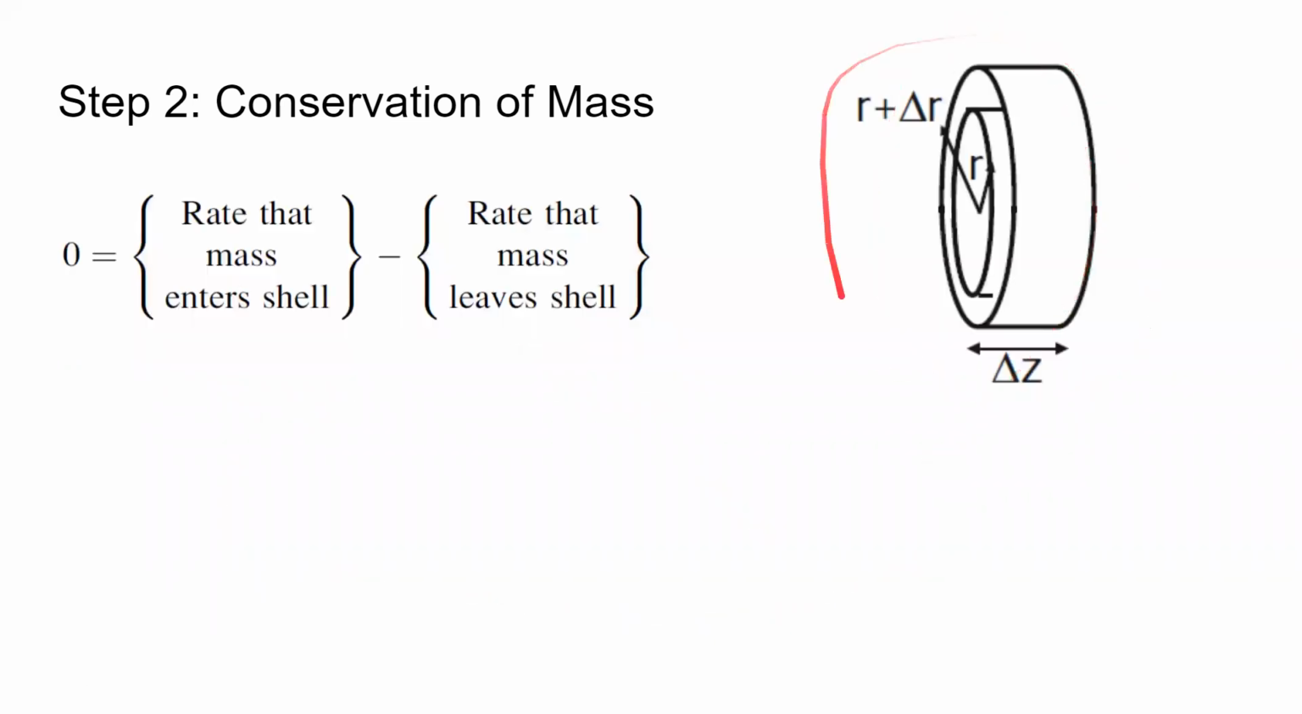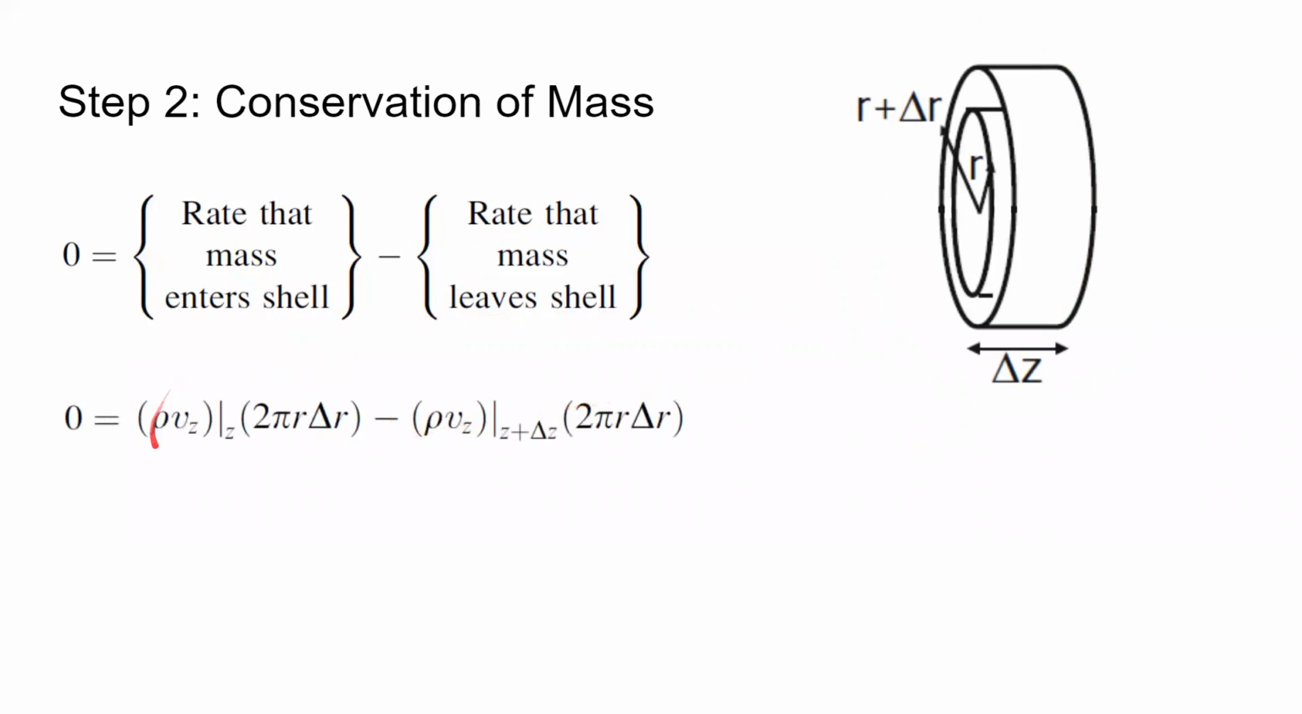Great, so now looking at our shell, we have a rate that the mass enters and the rate that the mass leaves. This is defined as something we do know right over here. We have our rho and velocity at the Z position, this is Z. And then we have minus rho, V, the velocity at the Z plus delta Z position, which is right over here. And then we also have both terms multiplied by the area of flow, the cross-sectional area. Great.